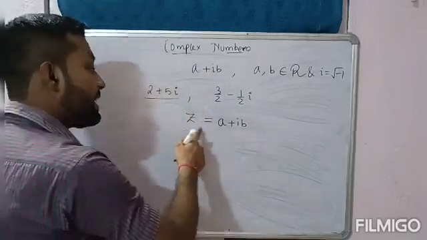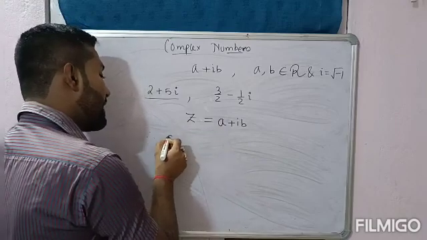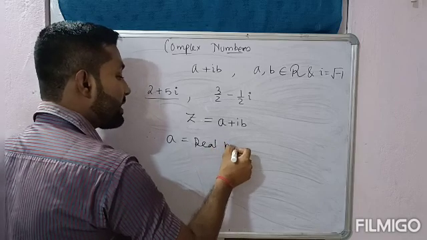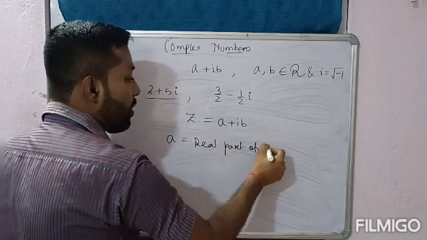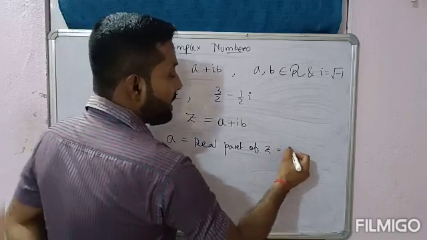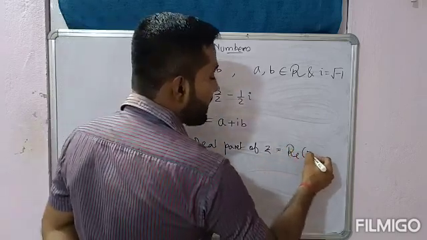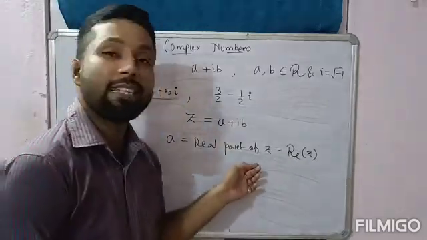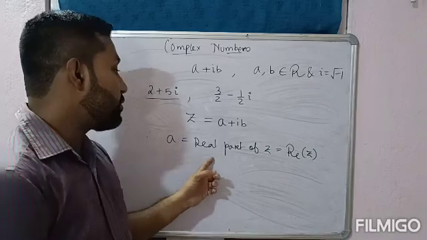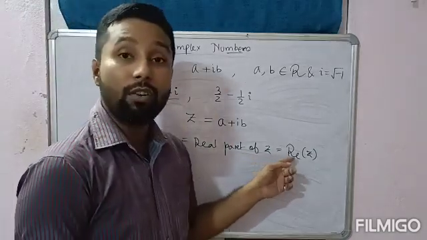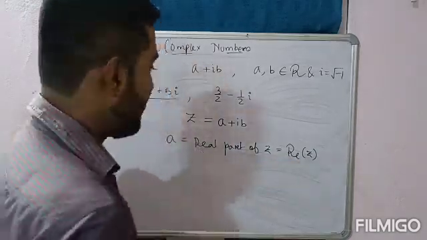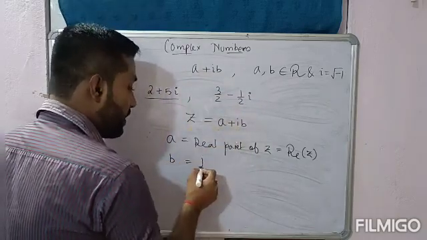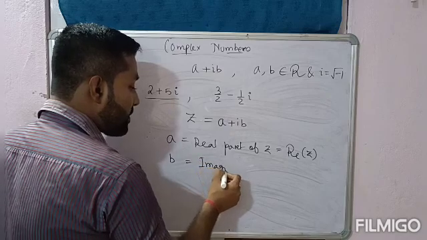Okay, so since z is equal to a plus ib, therefore we can write a is equal to the real part of z, or in short you can write Re of z. Generally it is written like this, okay, there is no need to write such a long line. a is equal to the real part of z, which is equal to Re of z. b is equal to imaginary part of z.